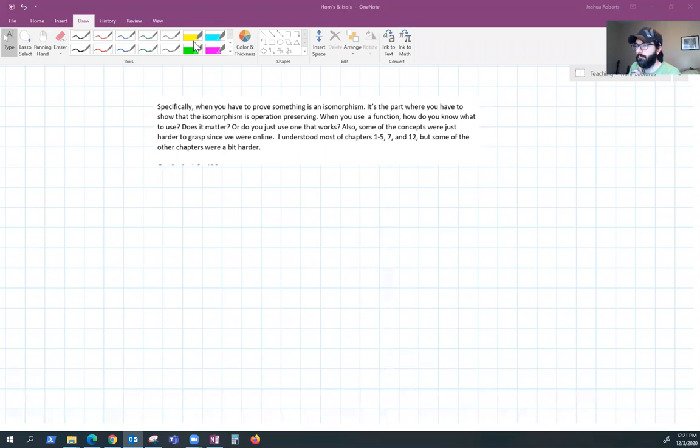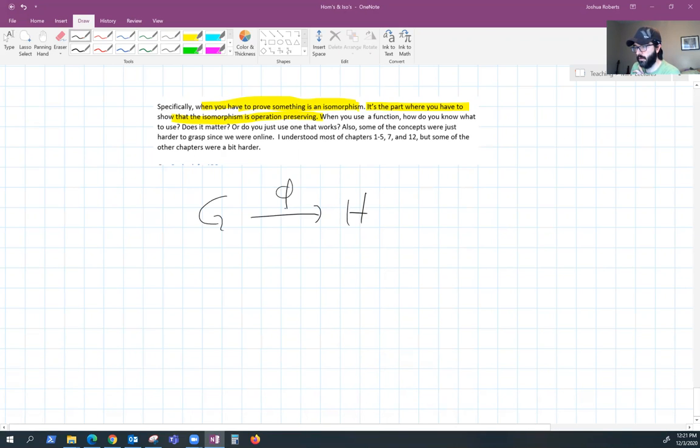Okay, now getting into your specific questions. You said when you have to prove something's an isomorphism, the part where you have to show the isomorphism is operation preserving. I'm assuming you mean showing that, wait, let me go back. When you have G to H and some defined homomorphism, and you want to show it's an isomorphism, when you show it's order preserving. When you use a function, how do you know what to use? Does it matter? Well, yeah, it does. But it goes back. But this is also true. You just find one that works.